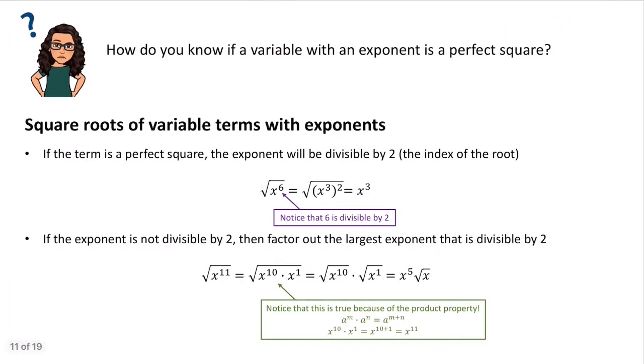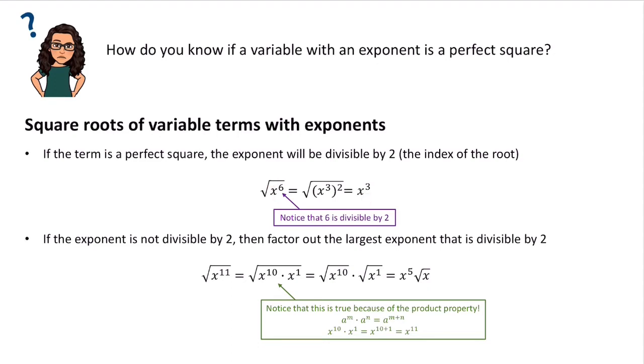So how do you know if a variable with an exponent is a perfect square? Well, if we're looking at square roots of variable terms with exponents, if the exponent is divisible by 2, okay, because remember that's the index of the root. So if the exponent like 6 is divisible by 2, then it's a perfect square. Okay, so that's how x to the 6th, when we took the square root, we got x cubed.